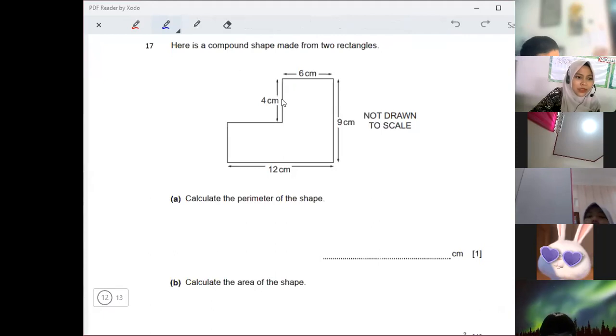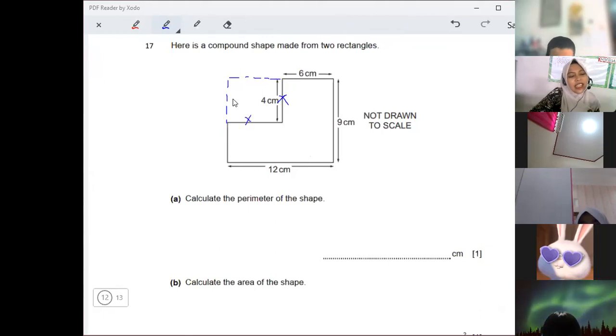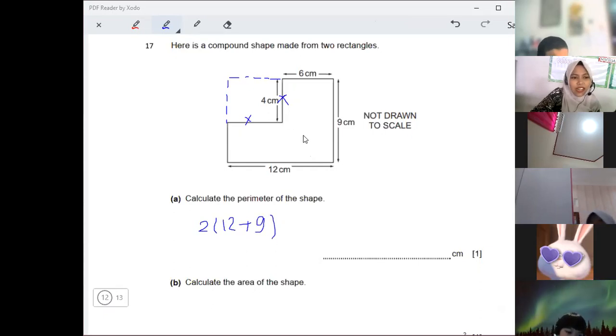We can move this one right here. So this one is no longer there for the perimeter. And then we can move it up there. So this one is also no longer there. Now it has become a rectangle, with the length 12 and the breadth 9. So we can say 2 times 12 plus 9. But this is only for perimeter, yeah. It's not for area because the area will cover all of this. So we cannot do this for area.